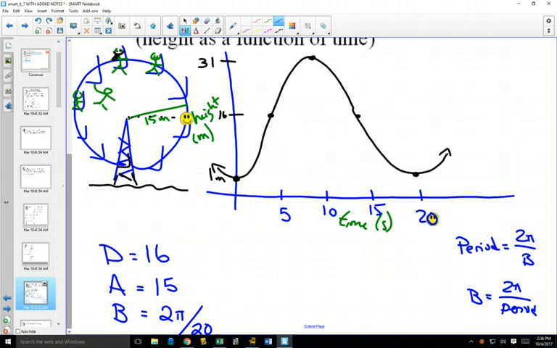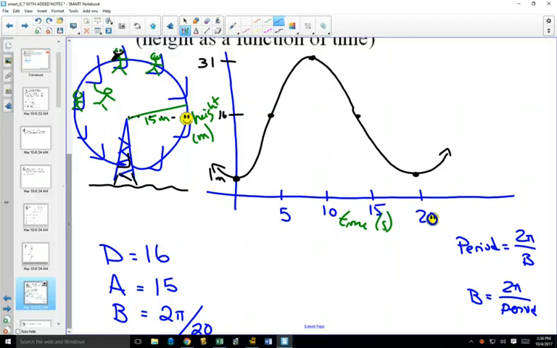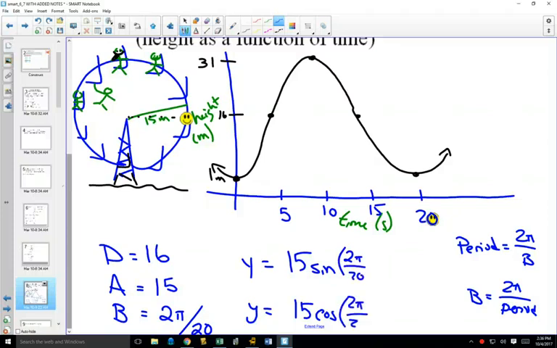So now that you have that, we could write an equation. And it didn't say in this one that we had to do sine or cos. So let's do one of each. If we are doing one graph with sine, one graph with cos, the amplitude is going to be 15 for both of them. One will be sine, one will be cos. The B value, 2 pi over 20, will be the same for both of them. And the center line at plus 16 is the same for both of them.